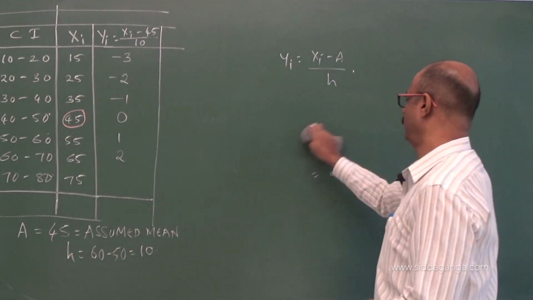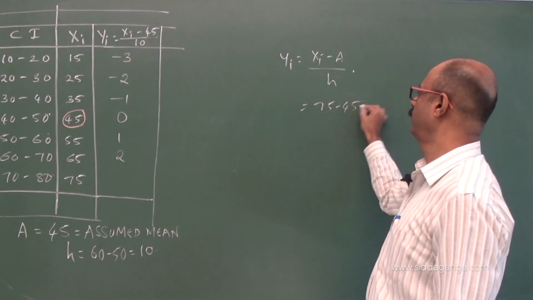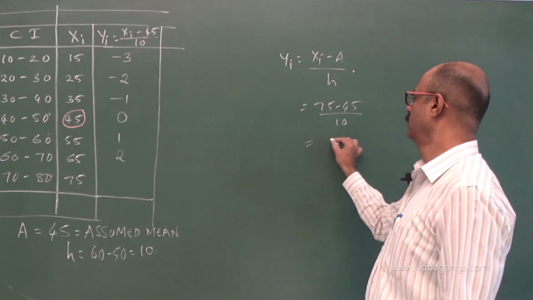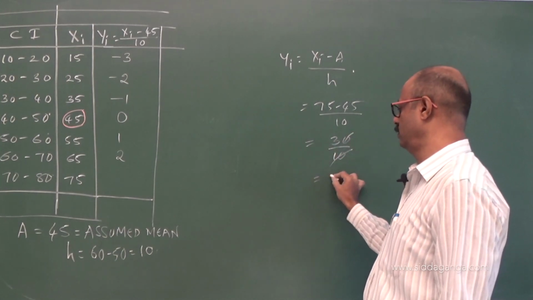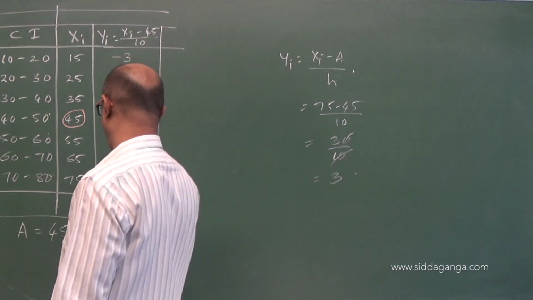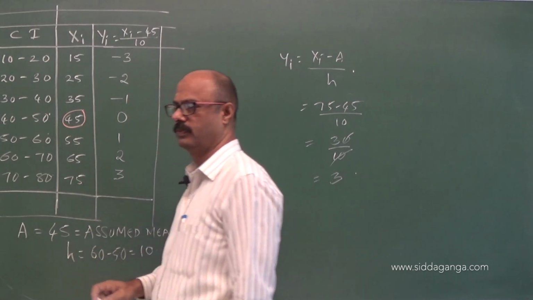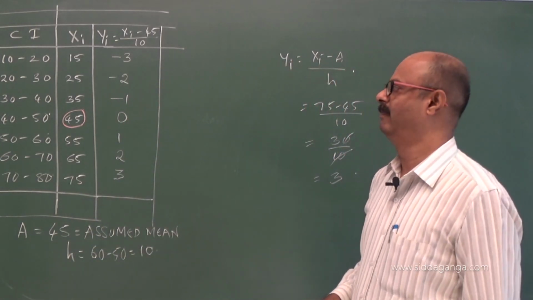Next, this is 75. 75 minus 45 divided by 10, you will get 30 divided by 10. 0, 0 get cancelled, you will get 3. So this is the last value of yi, which is 3. This is how we will find yi by calculating this one.